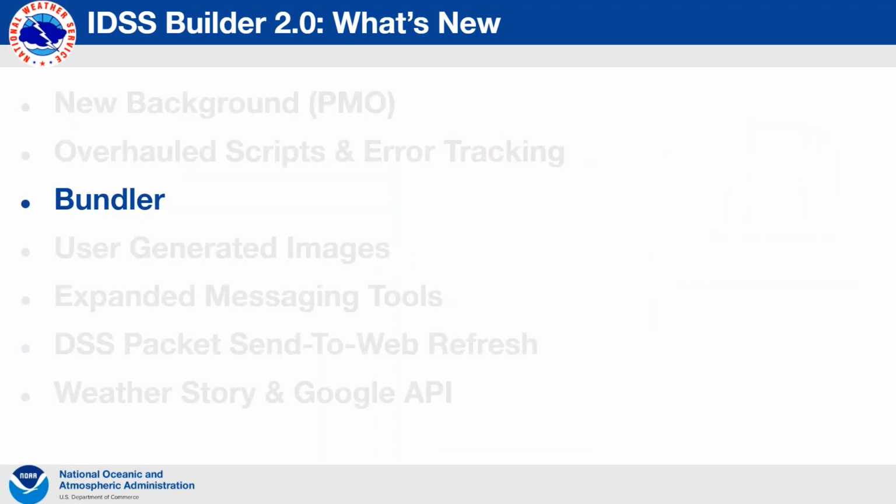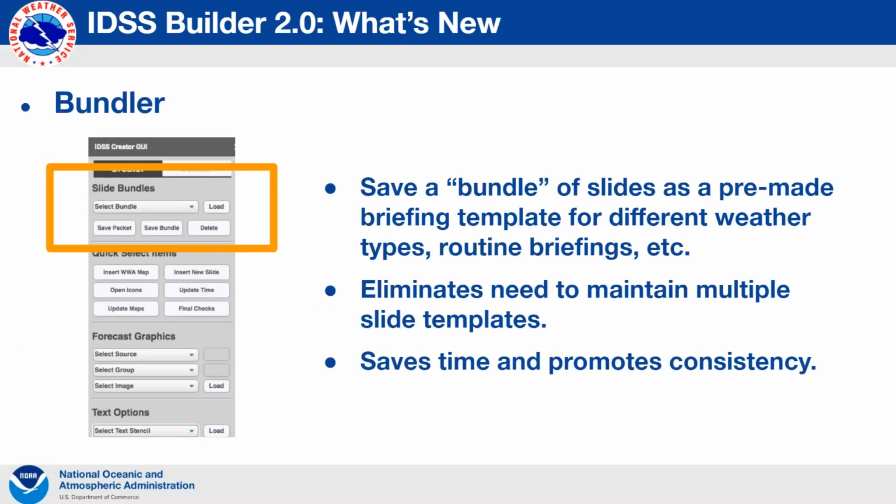All right, moving on. This will take us to the bundler, which I personally believe will be the most impactful update with version 2. The core function of the bundler was more or less focused on the most requested feature from version 1, which was to provide an easy way for offices to build and save slide sets for different weather types or routine briefings.